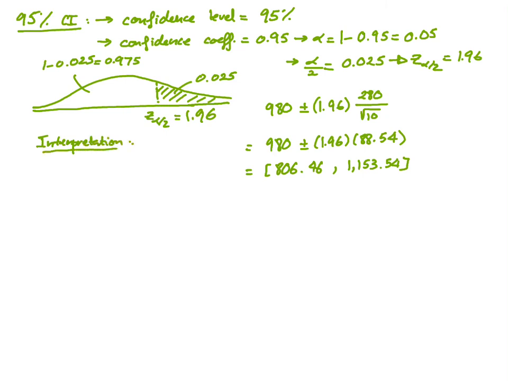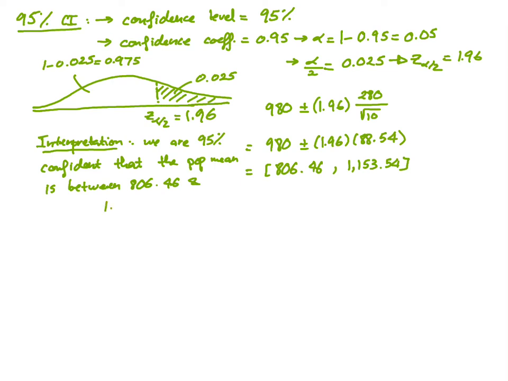So what's the interpretation? The interpretation of that interval is that we are 95% confident that the population mean is between $806.46 and $1,153.54.